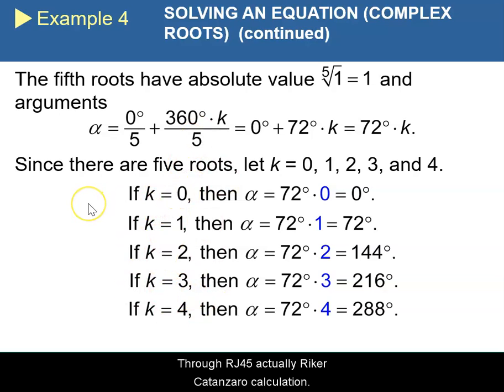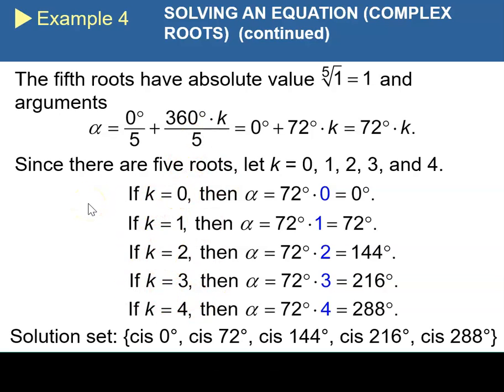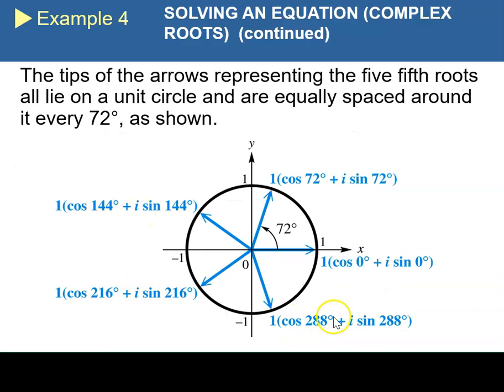Okay, so we're basically on a circle of radius 1 along these angle measures. All of these are equidistant apart on the unit circle, and those are the 5 roots of 1.